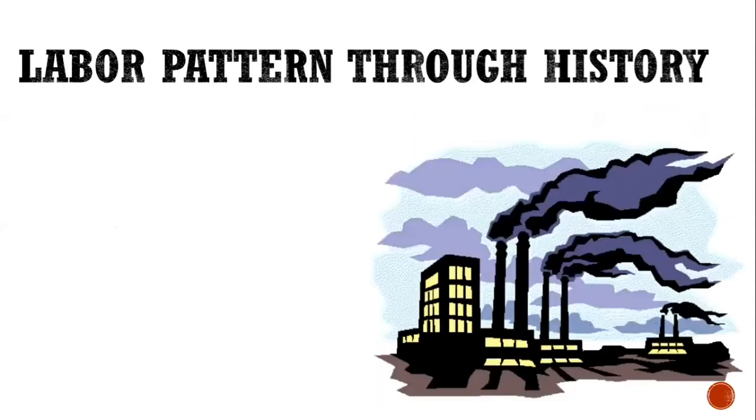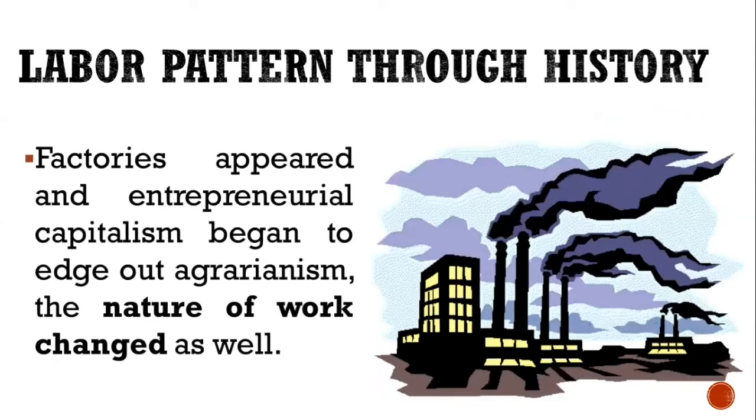So next one is that factories appeared and entrepreneurial capitalism began to edge out agrarianism and the nature of work changed as well. So, at some point in our society, yung mga farm lands ay napalitan ng industrial lands. And yung mga bahay na dating pinagsisilbihan ng mga babae is naging apartment or naging workplace din siya for other people. So, that is why the nature of work changed as well.